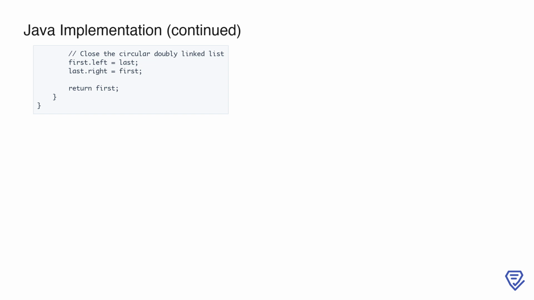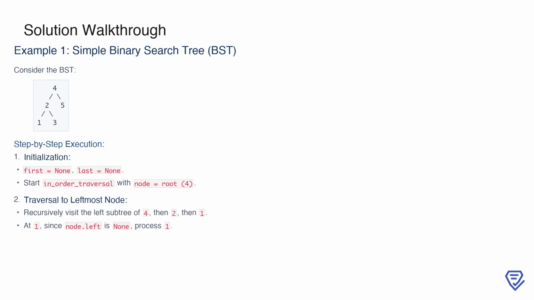At this point, the binary search tree has been successfully converted into a sorted, circular doubly linked list, where all nodes are linked in ascending order. To solve this problem, we start with a simple binary search tree. The tree has a root node of 4, with 2 as its left child and 5 as its right child. Node 2 further has 1 and 3 as its children, forming a balanced BST. The goal is to convert this tree into a sorted doubly linked list using an in-order traversal.